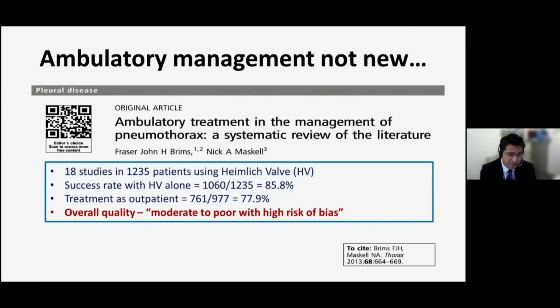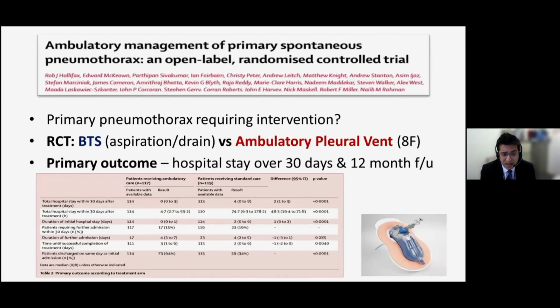But ambulatory management is, again, not new. There have been a number of studies, but most of these have a high risk of bias. So the RAMP study was the first randomized controlled trial, which looked at aspiration or drainage, so standard BTS management, compared to the ambulatory pleural vent. And their primary outcome was hospital stay at 30 days, and they followed patients up to 12 months.